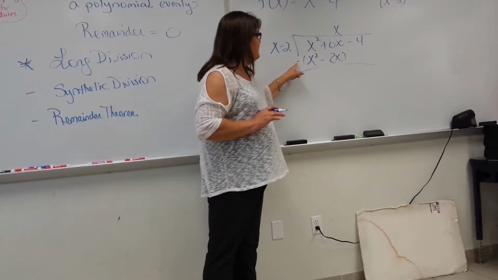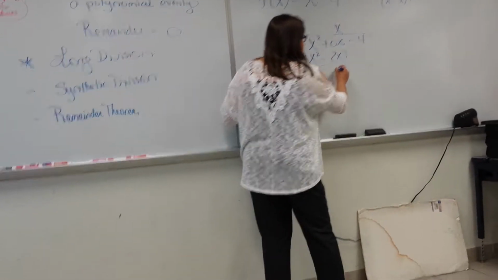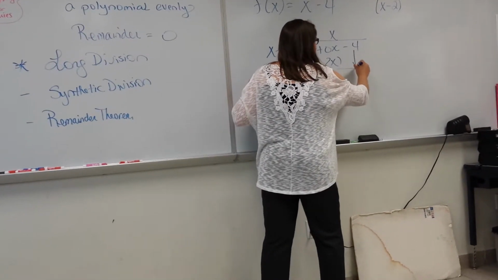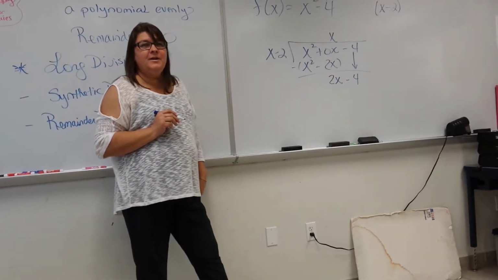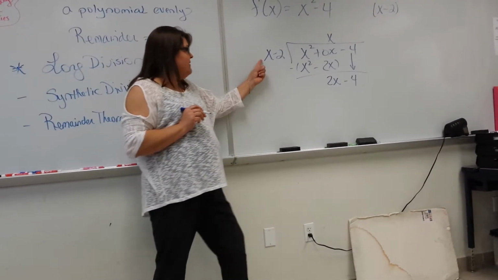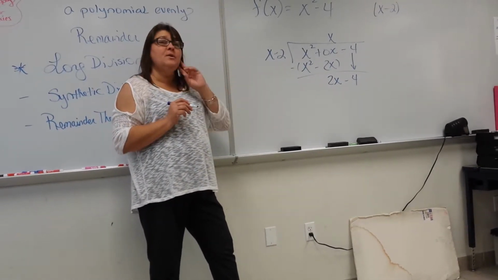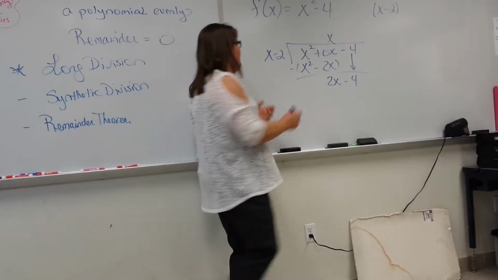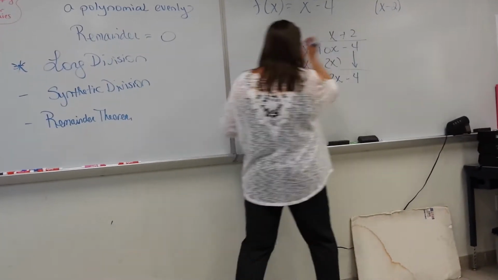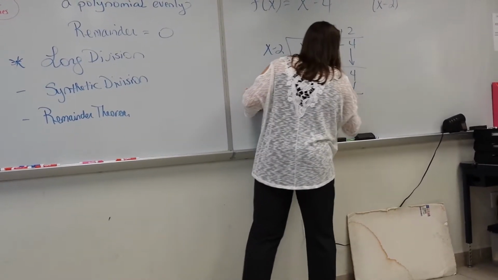So 0x plus 2x. You with me? Positive 2x. And then I have something that's just hanging, so I bring it down. So far, so good? Yeah. Now, x goes into 2x. How many times? 2. Positive 2. So in your brain, you're saying, what times x gives me 2x? It's a 2. So positive 2. That times that would be 2x. That times that would be minus 4.